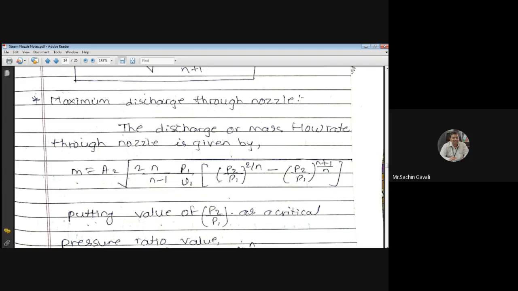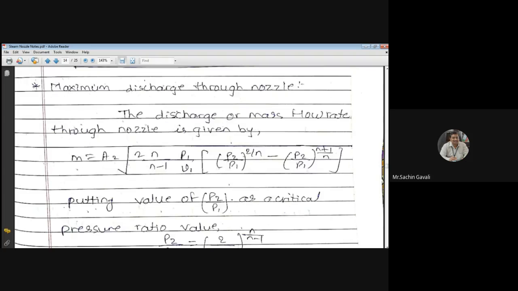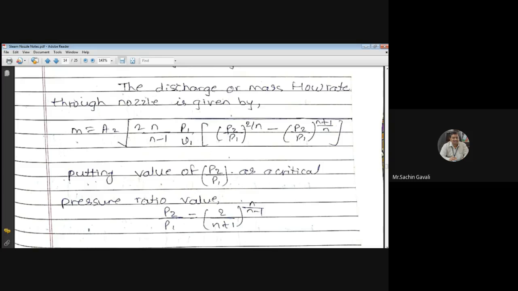Okay. Now in this, the critical pressure ratio value P2 upon P1 that we have calculated, this value we have to put. Then this m will be called m max, maximum discharge. Putting value of P2 upon P1 in above equation, that is P2 upon P1 is equal to 2 upon n plus 1 raised to n upon n minus 1. That value we calculated earlier, the same value we have to substitute.